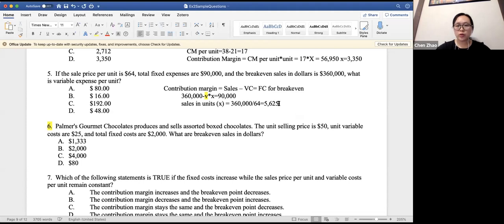So now you know that X is 5,625. And then, instead of X here, we can change X to our 5,625, okay? And then you can solve this function to get our V. Can you solve that for me?